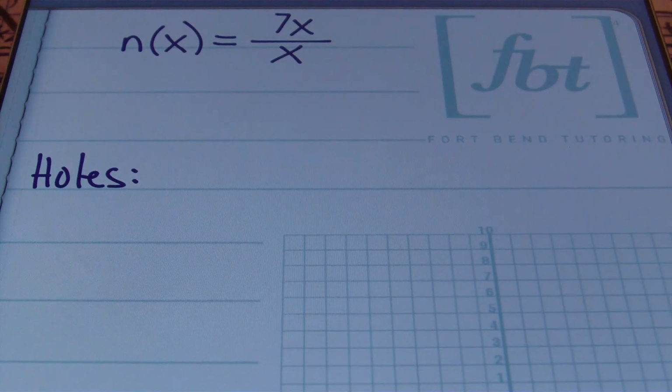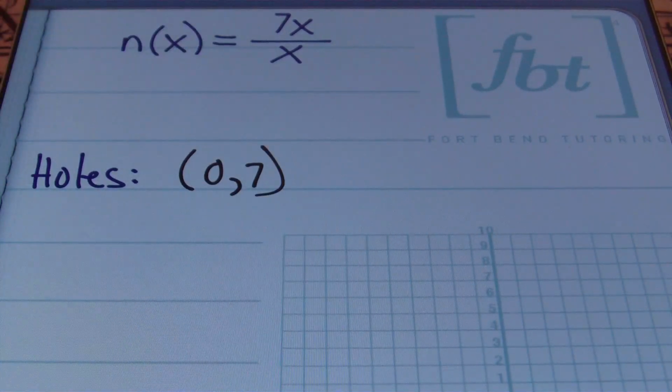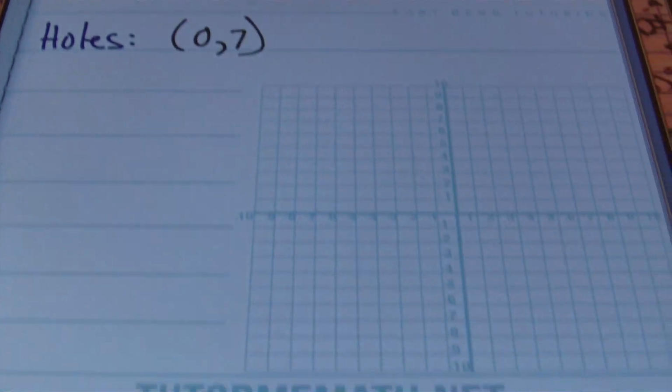So here we have our original rational function, n of x equals 7x divided by x, and we know it can be simplified to n of x equals 7. Our hole is going to be located at (0, 7). So all I'm showing you in this video is one step of graphing rational functions, and that is finding and graphing the holes. All right, so let's graph this hole. It's at (0, 7), right?